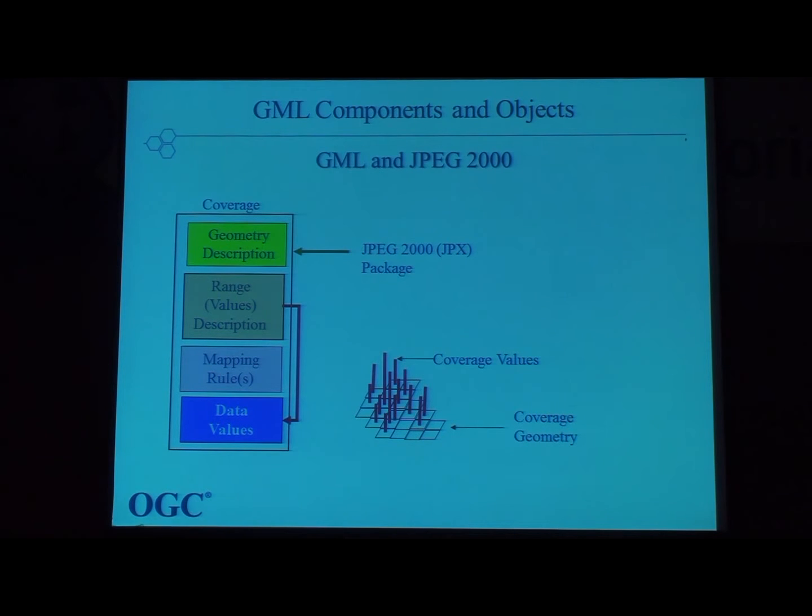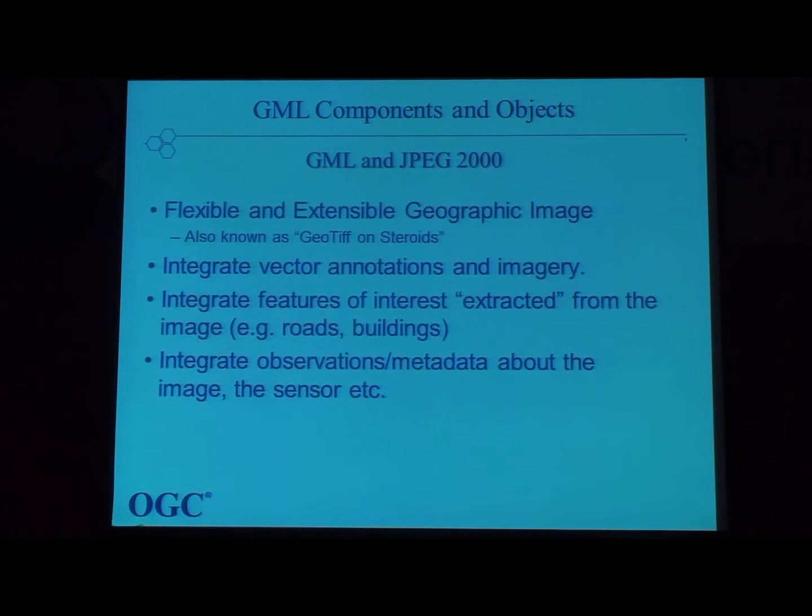Now, one example of that external binary encoding is GML in JPEG 2000. In this case, the binary values are external to the GML file, but they're all packaged in the same envelope, the JPEG 2000 package. In other words, the JPX file. So it is an example of the binary encoding of color, but it's all retained in the same binary file, this JPX package. Okay, GML and JPEG 2000.